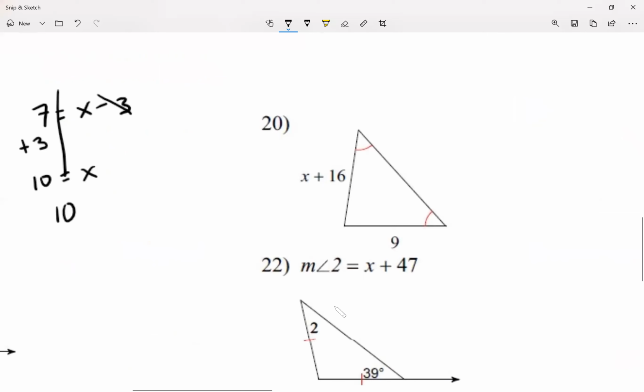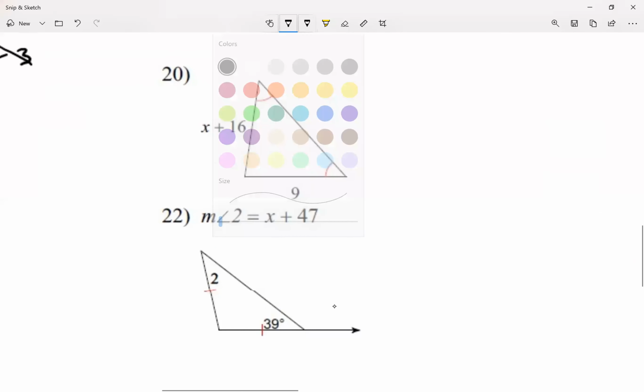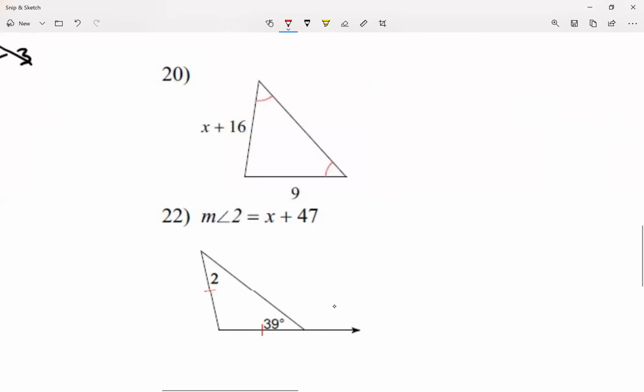Same thing with number 20. I have two angles that are equal. So let me see. I have one blue angle. Let me call this angle blue. And I know this side is opposite to my blue angle. And in green, this angle is opposite to this side. Because those two angles are equal, those two sides are equal.